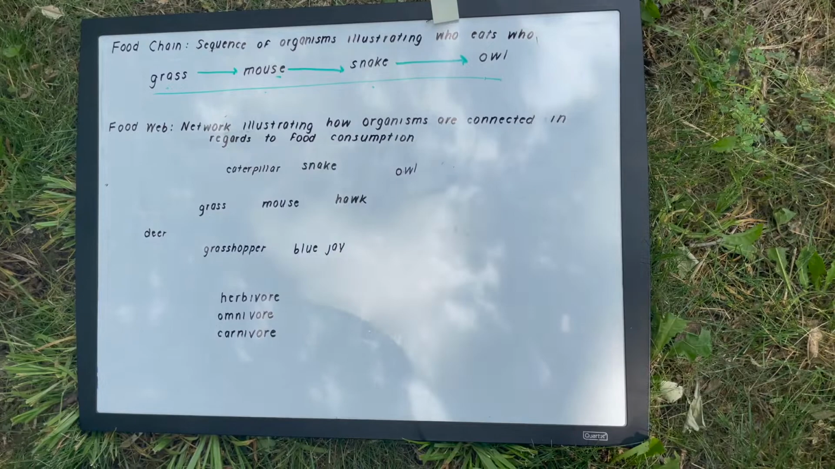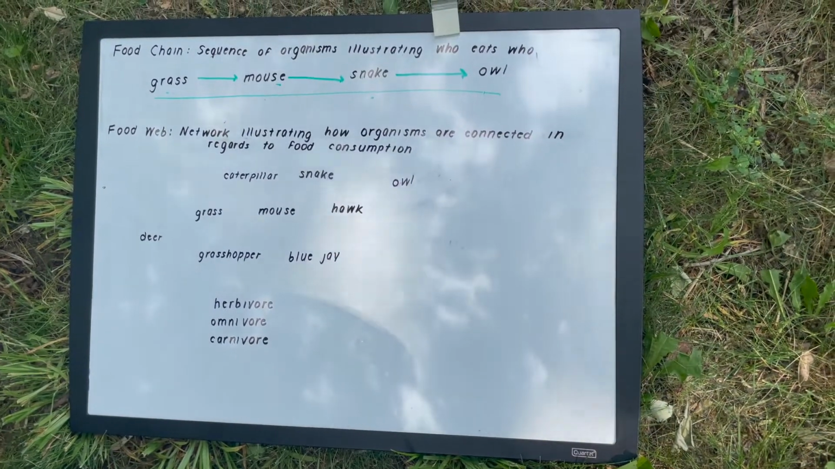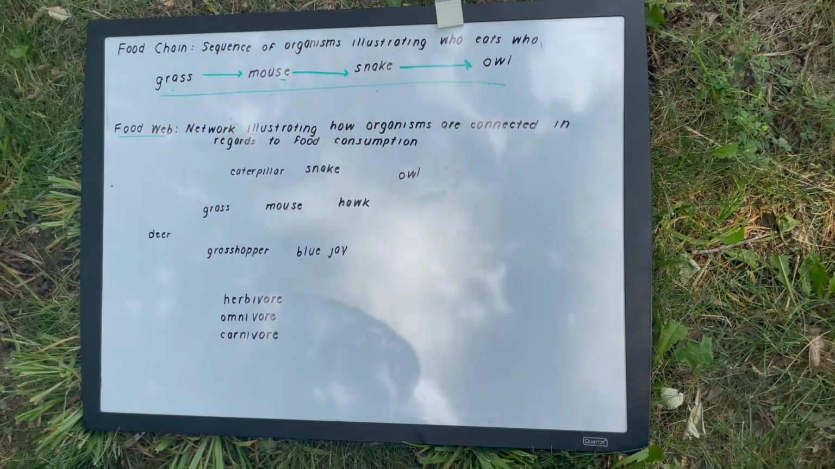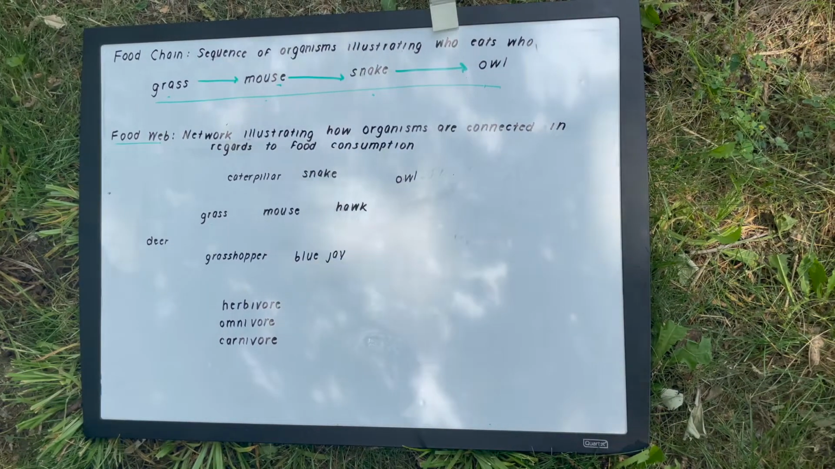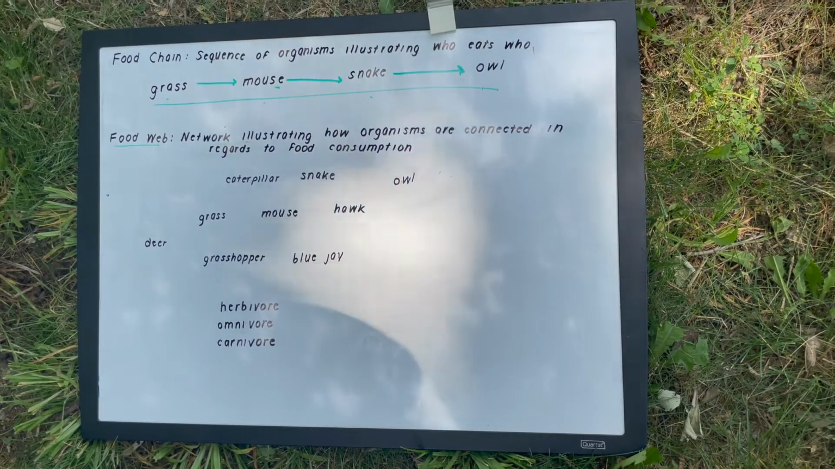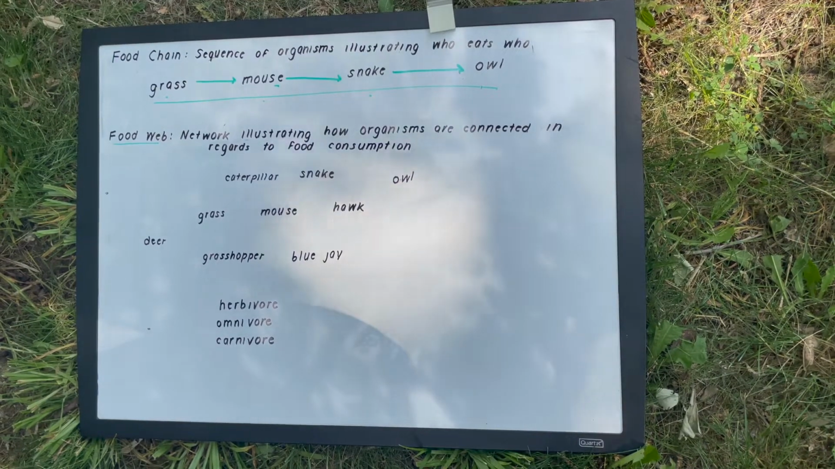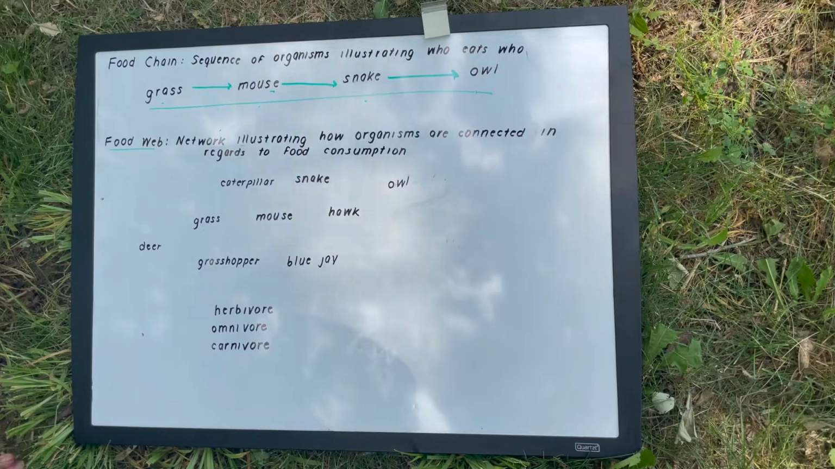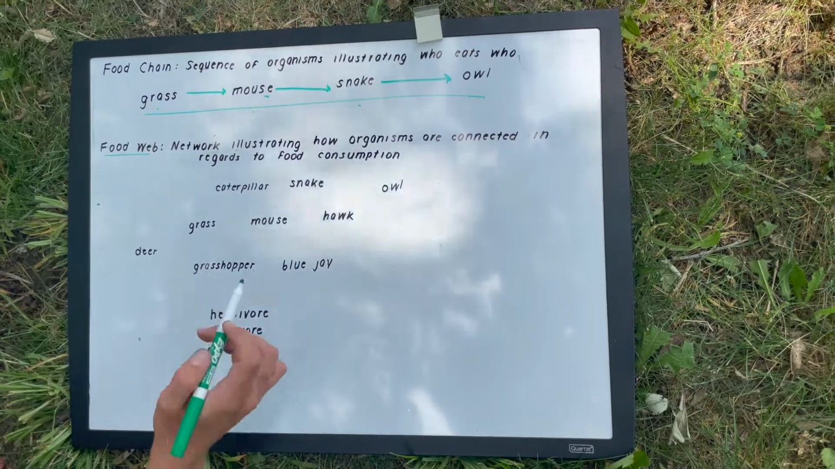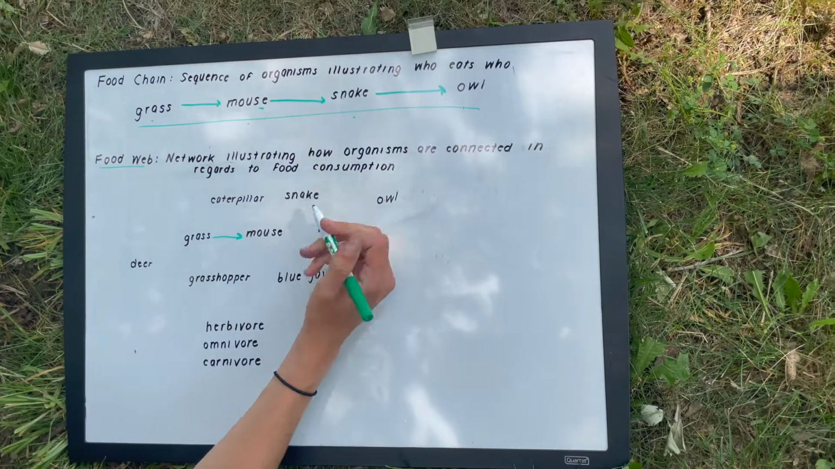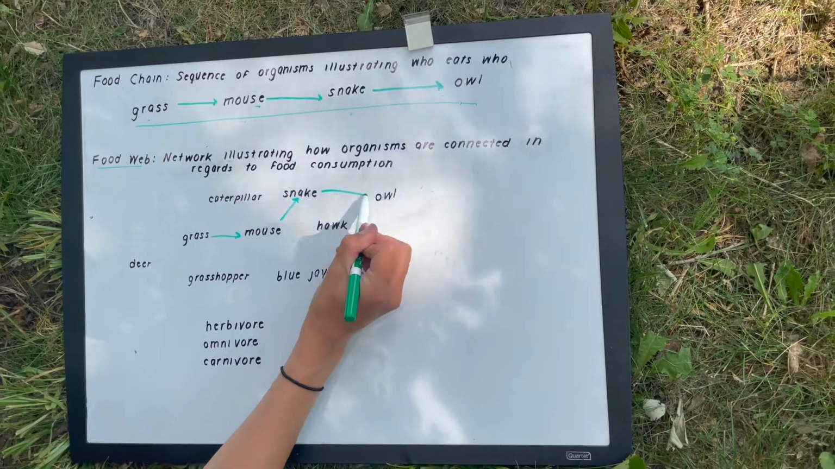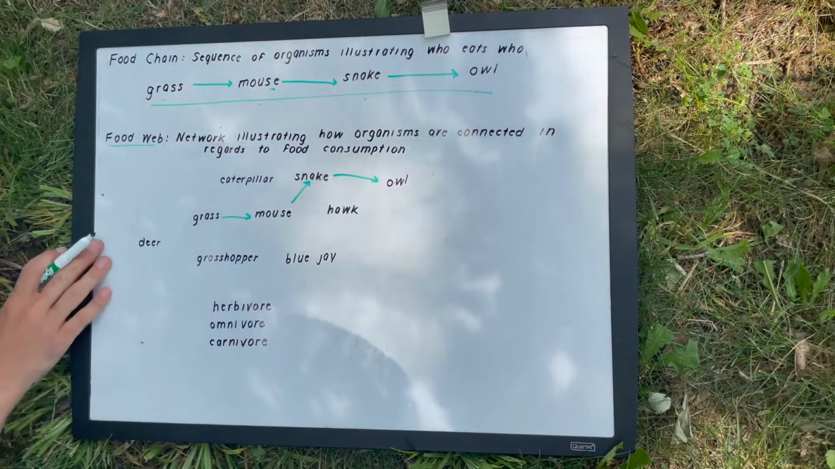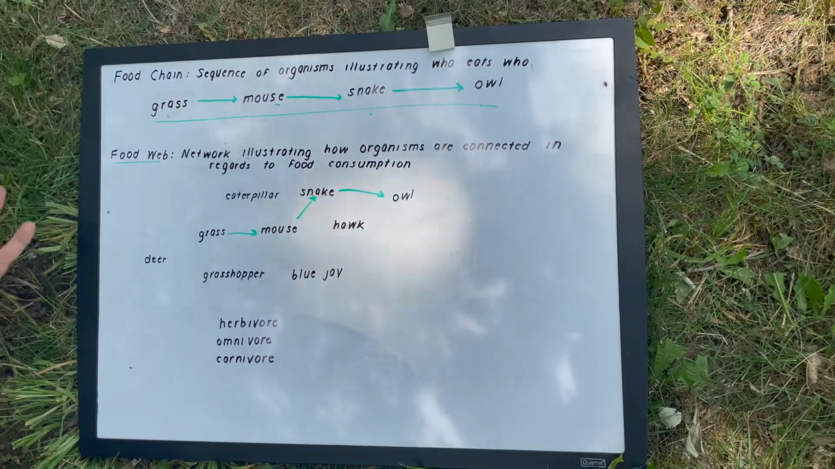However, it is often more complex than that in a real-life situation, and that's where we come up with the concept of food webs. Food webs are networks illustrating how organisms are connected in regards to food consumption in a biological community. For our example, we can still use that base food chain of the grass to the mouse to the snake to the owl. We will often find that food webs have plenty of food chains within them.